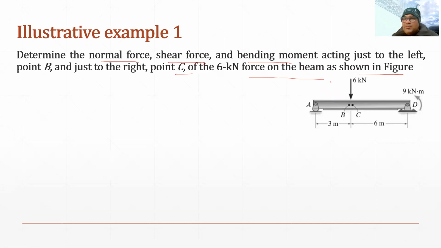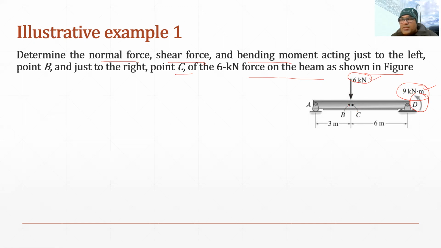So here in this beam, this is a simply supported beam which is subjected to a vertical 6 kilonewton force, which is a point load. And here also there is a couple moment acting at point D. Now the couple moment magnitude is 9 kilonewton meter. So because of these two external forces, one is in the form of point load, 6 kilonewton, and the second one is in the form of couple moment, which is 9 kilonewton meter, we have to find out the internal loading developed at point B.